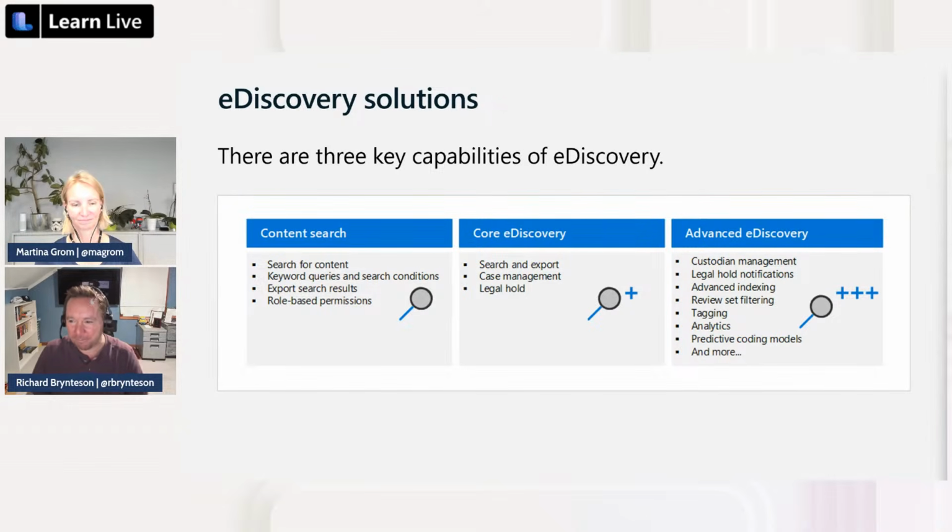And then there are two different types of eDiscovery. We have this core or standard, and then we have advanced or premium, right? And as you can imagine, premium comes with fancier features, lots more options, but obviously comes at a licensing expense. So you need to make sure that you have the proper licensing to be able to do that.